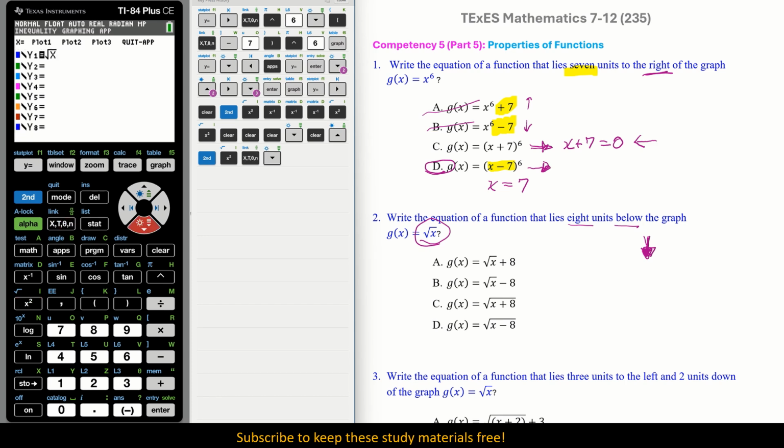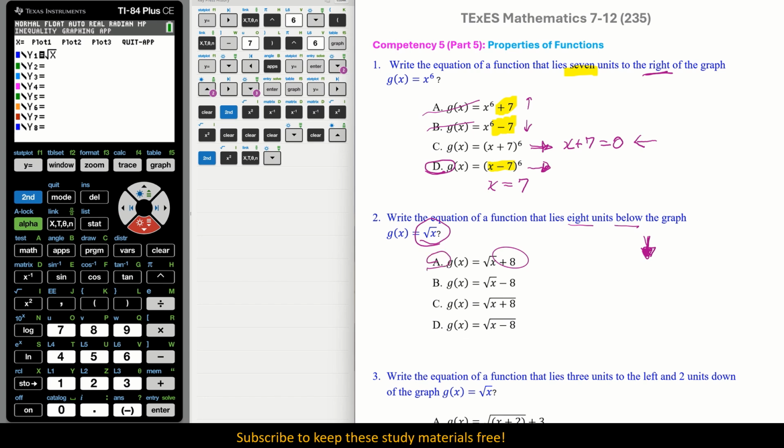And now we need to decide which one we want to work with. We're only shifting down. It's 8 units, but it's down. Okay, that means we need this one. Remember where I highlighted here on number 1. Plus the constant means we go up. So it would have to be A.